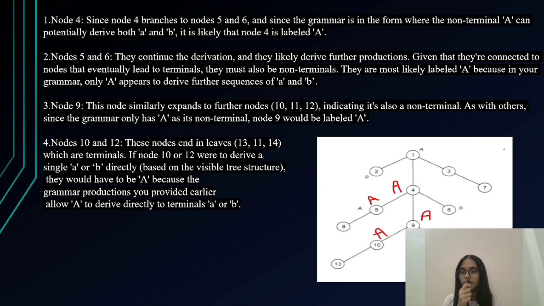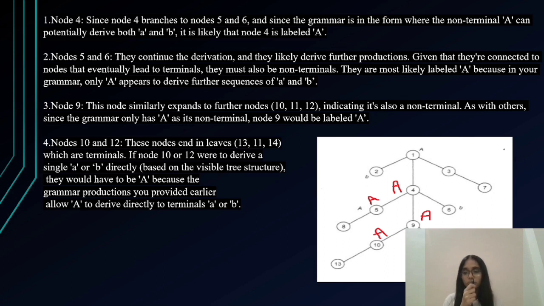Okay, now nodes 5 and 6 continue the derivation and they likely derive further productions. Given that they are connected to other nodes, they eventually lead to the terminals, so they must also be non-terminals. They are also most likely to be A because in your grammar only A appears to derive a further sequence of A and B. So node 5 would also be labeled as A.